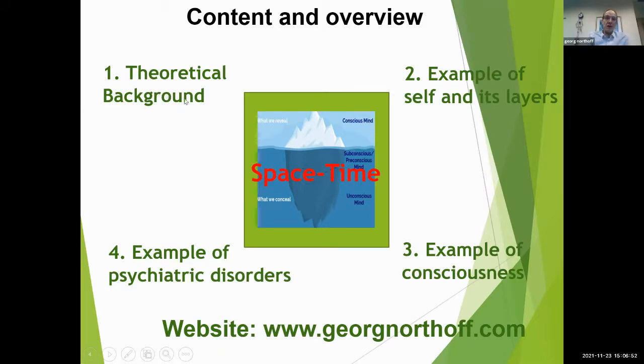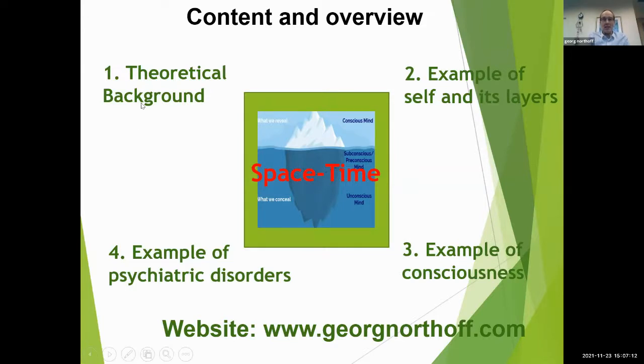I will shed more light in a more detailed view here in my first part, the theoretical background. Then I will give you 3 examples. First, the example of the self, our sense of self. Then the example of consciousness, how we conceive it in temporal spatial terms. And third, the example of psychotic disorders.